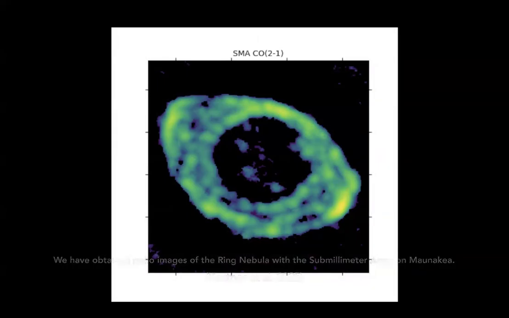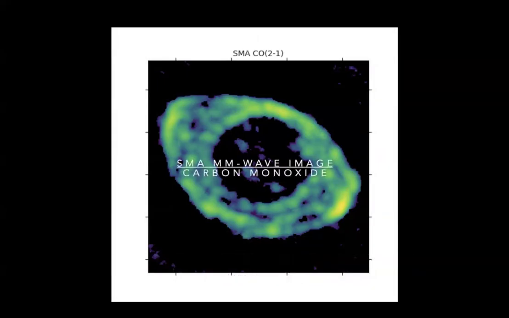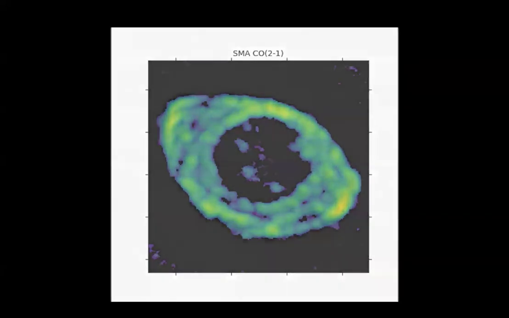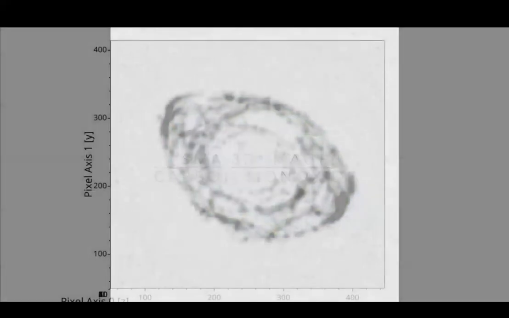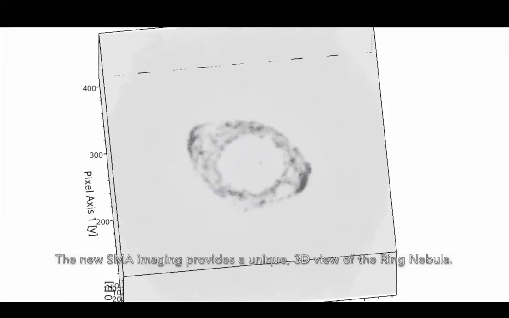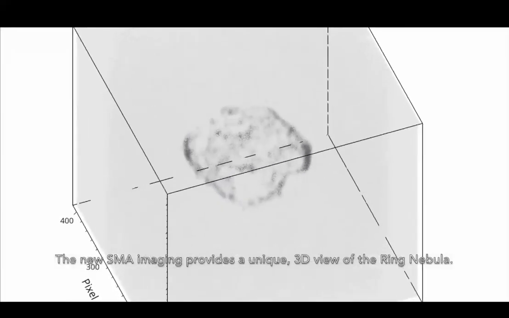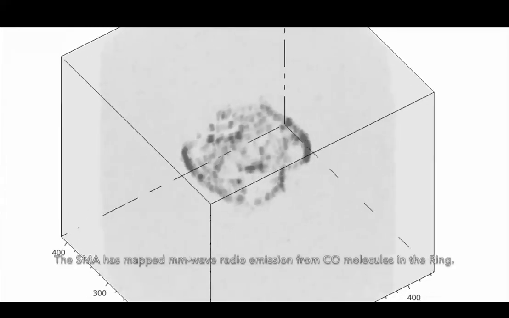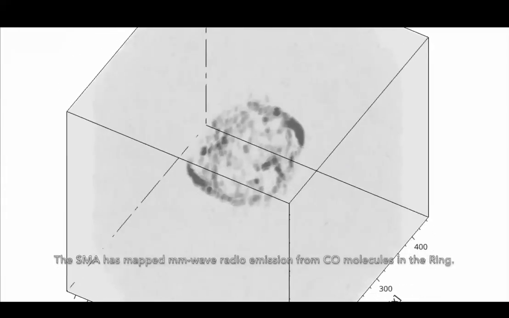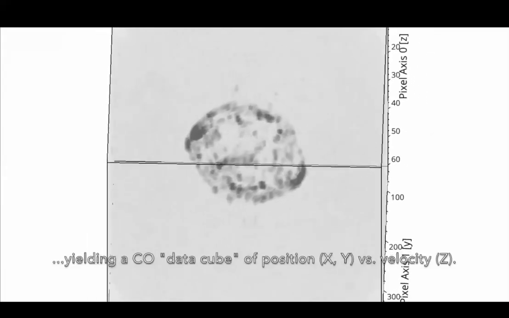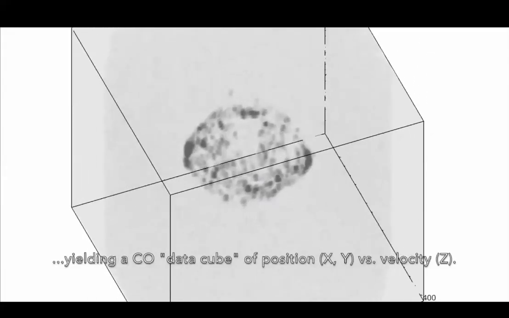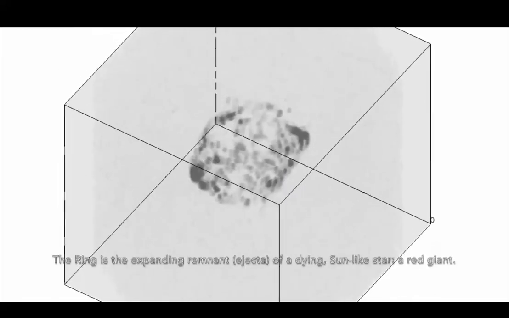This is the 2-dimensional image that we got with the Submillimeter Array, so collapsed along the velocity axis. And it looks like a molecular hydrogen image, more or less, but we can get a 3D view again. So we've mapped the millimeter wave radio emission, and because we've got reasonably good velocity resolution, we can measure the blue shifts and red shifts. So we get a third dimension of information. This is the data cube shown to you in position XY versus velocity.